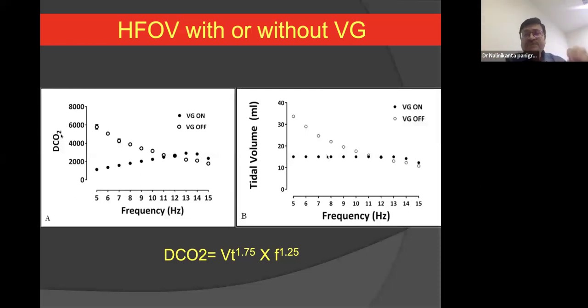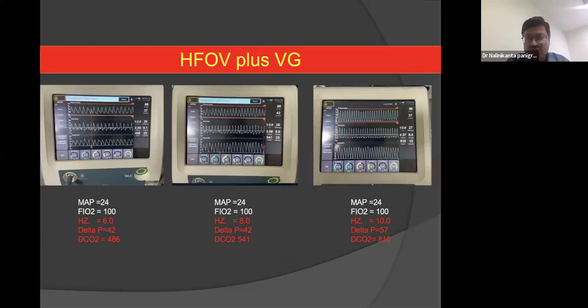But whatever we have discussed till now in HFO, when we decrease the frequency, the tidal volume increases. When we increase the frequency, the tidal volume decreases. So tidal volume is inversely proportional to the frequency in HFO. But if you are adding VG to HFO, it is directly proportional.